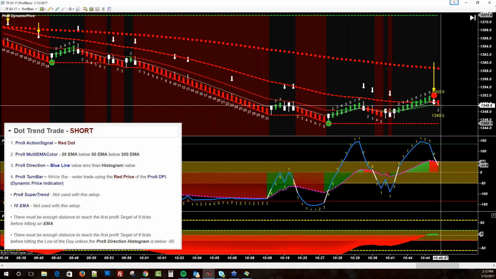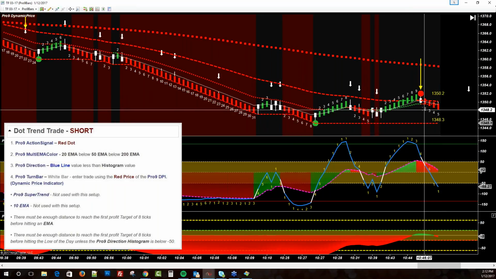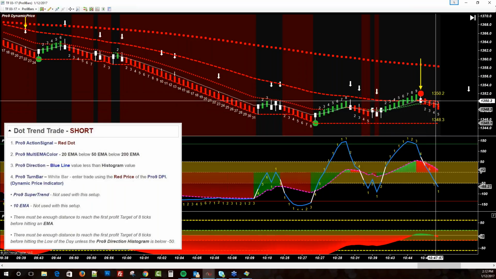And so we'd enter on a retracement and follow the same money management strategy as before. And it looks like we would hit profit target and the runner would get stopped out by this wick.